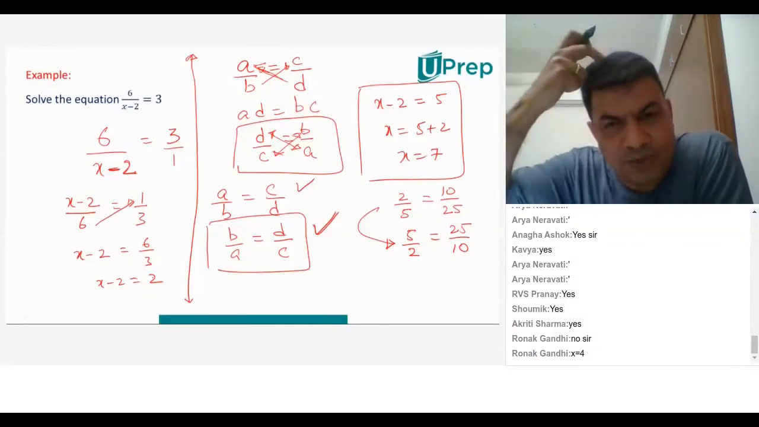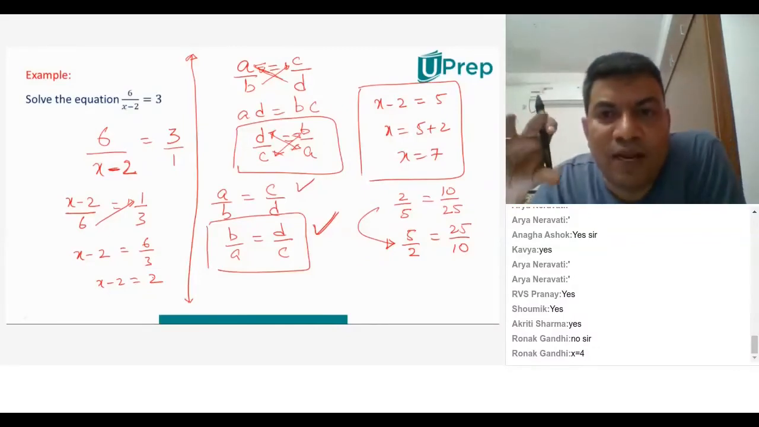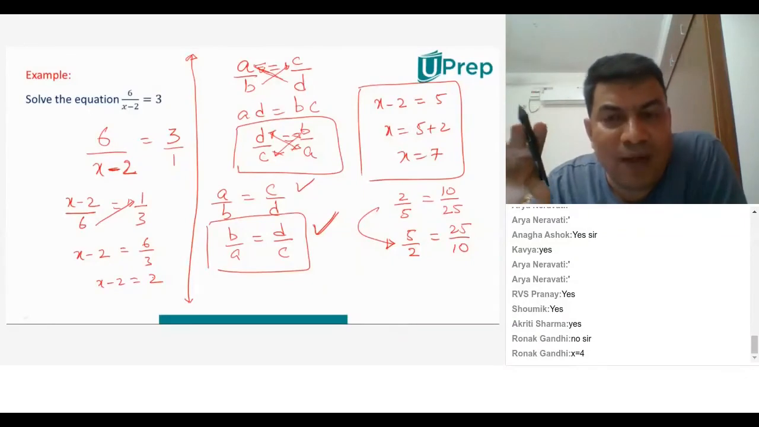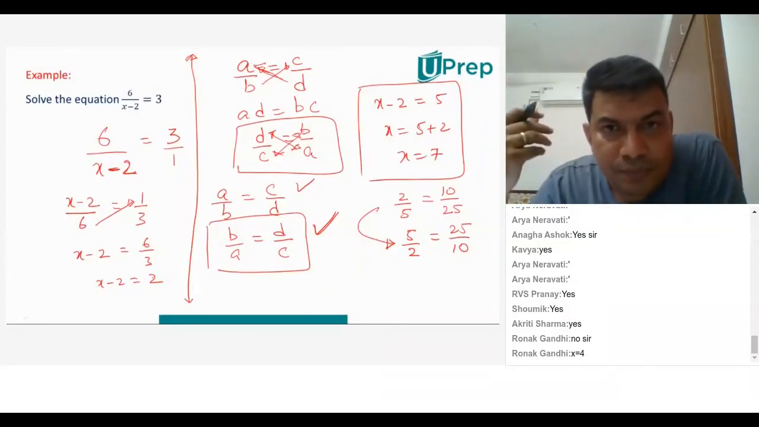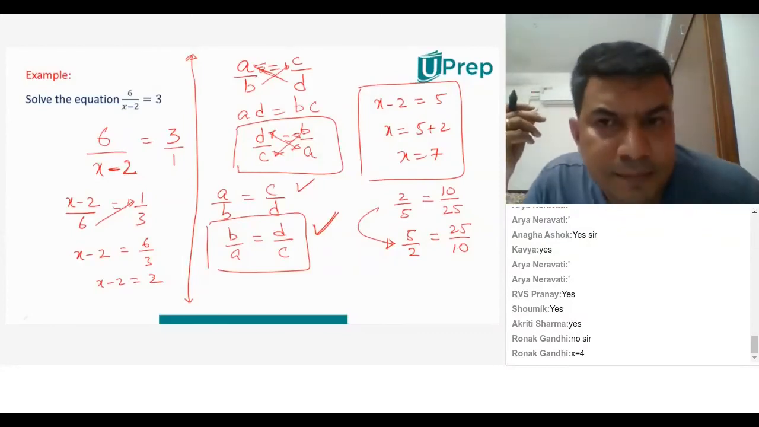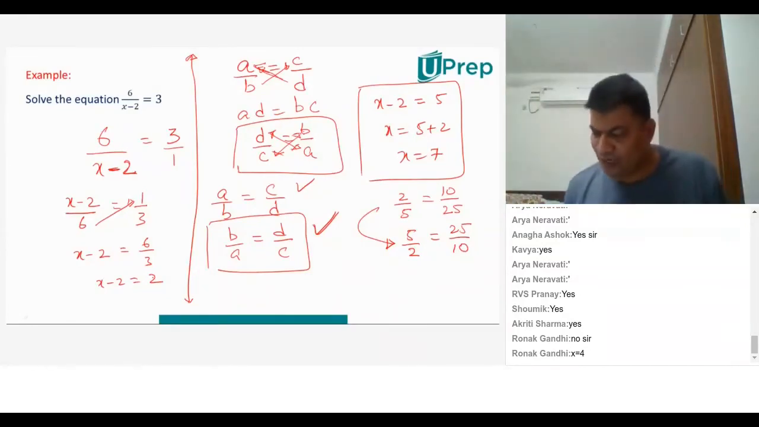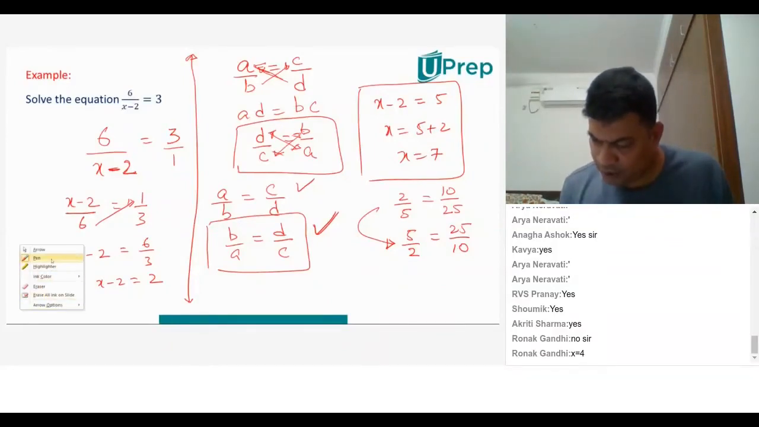I quickly want you guys to understand this concept of invertendo. Sir, can you stay on this page so I can note down the right side? Yeah, I'm on this page for a while. Don't worry.